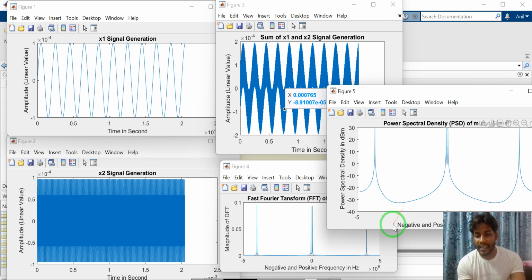Okay, and x-axis is frequency, similar to the frequency domain plot. Here see negative and positive frequency in hertz. Here also negative and positive frequency in hertz. Only the level changed in y-axis because I have converted this linear data to logarithmic data in dB. Okay, and these are the spectrums. In this way, we can compute power spectral density of sinusoidal signal.